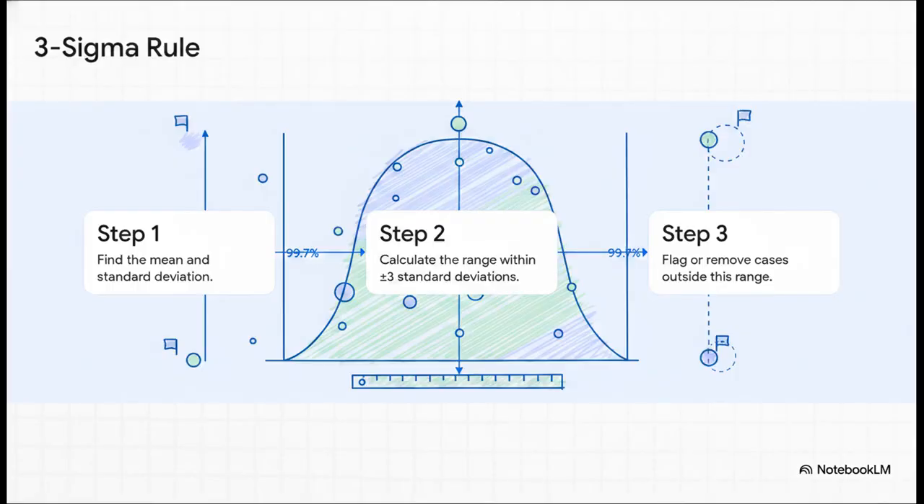Let's look at that first one, the 3 sigma rule. The idea here is actually pretty simple. Basically, for a normal bell curve, almost everything, like 99.7% of your data, should fall within a certain range. So all we do is calculate that range, and anything that falls outside of it gets flagged as a suspicious outlier. Don't get bogged down in the formulas yet, just focus on the logic.